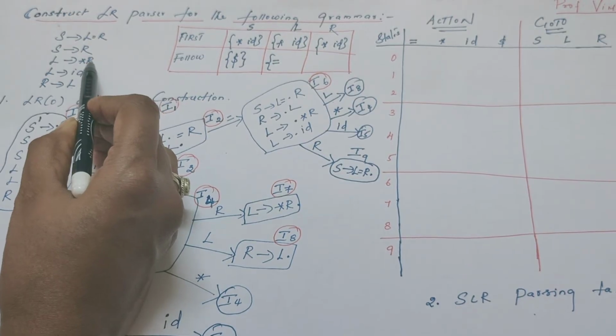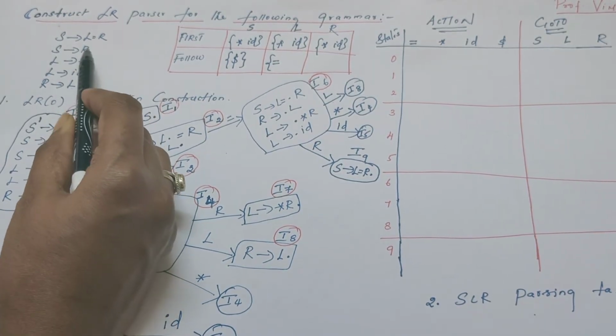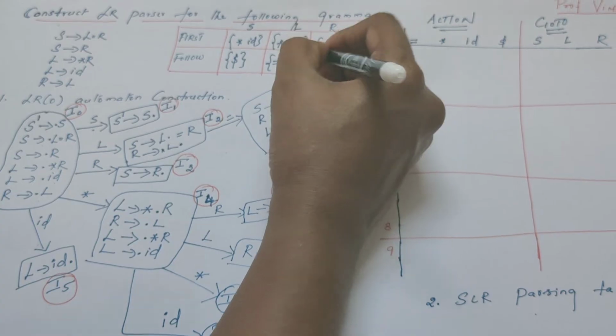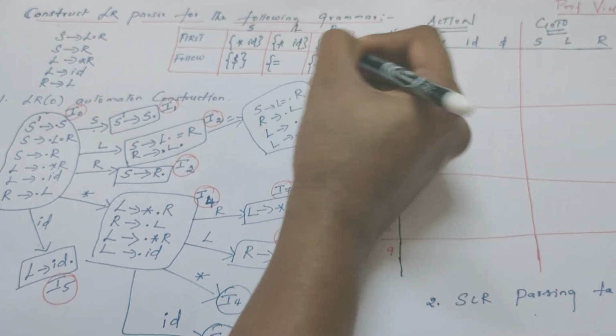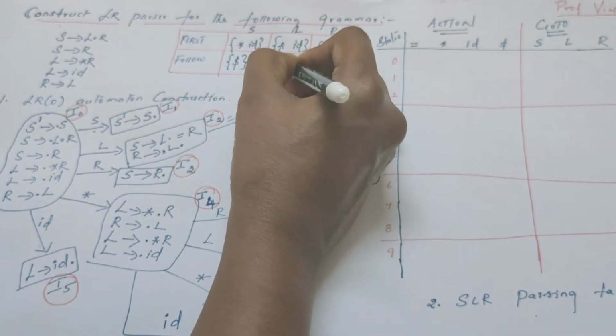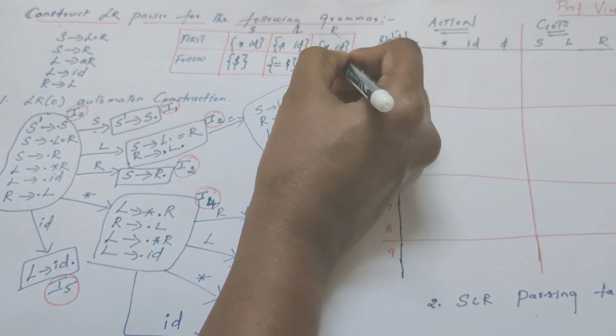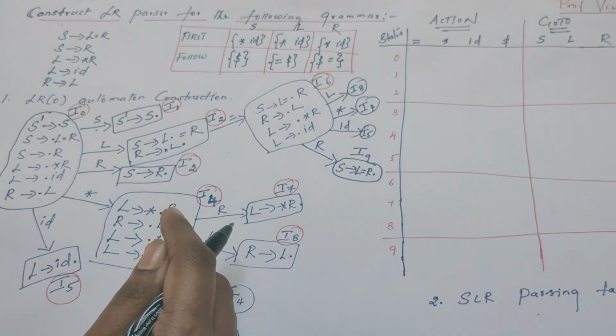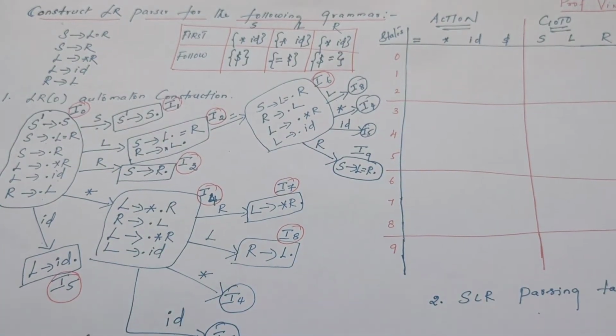What is follow of R? From these two rules we know that follow of R is follow of S, and follow of R is follow of L also. So dollar is to be included here and equal to is to be included here, because the follow sets of L and R are one and the same.